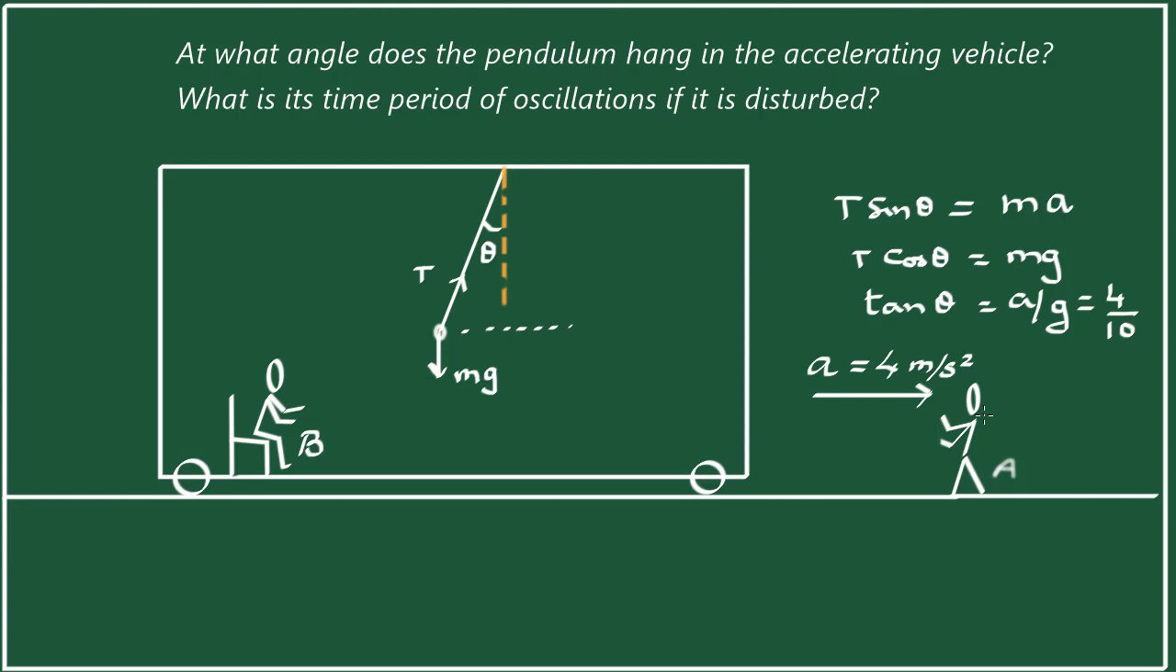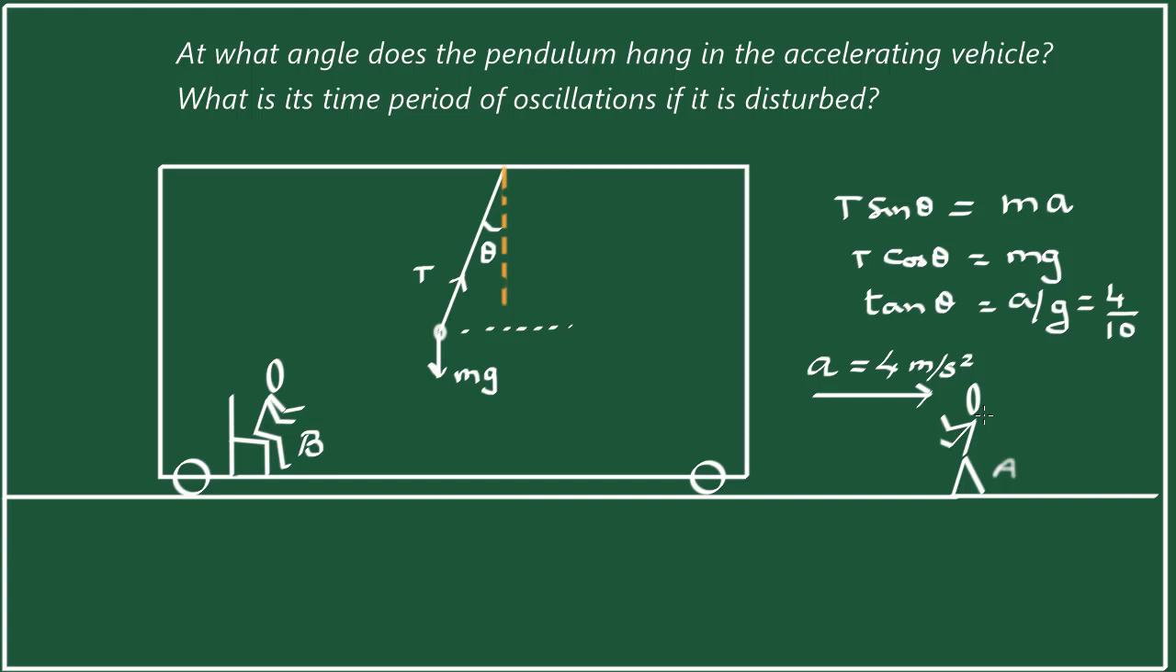This is how we solve the problem usually from the point of view of the observer standing outside. From his point of view, the pendulum is accelerating to the right. Now let's look at the problem from the point of view of observer B. That is, we try to solve the problem in the accelerated frame of reference, the frame of reference which is moving with the vehicle. So from B's point of view, the vehicle is not moving. In fact, the rest of the world is moving backwards with an acceleration of 4 meters per second squared.